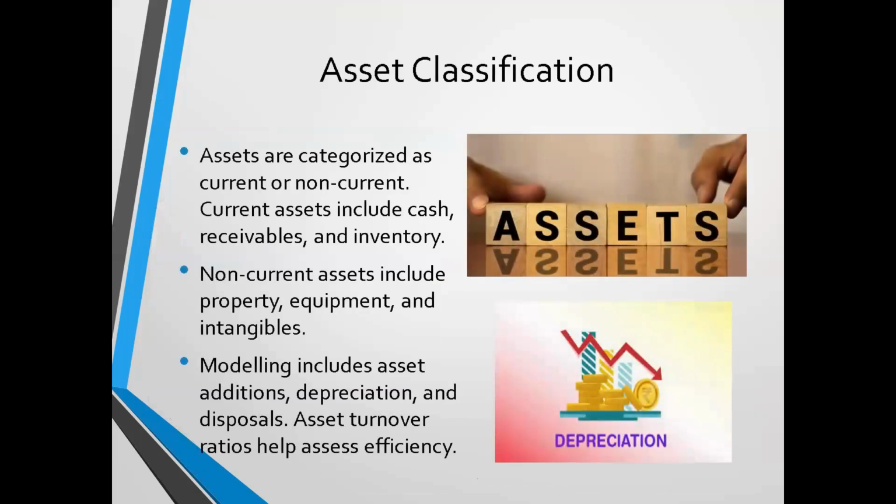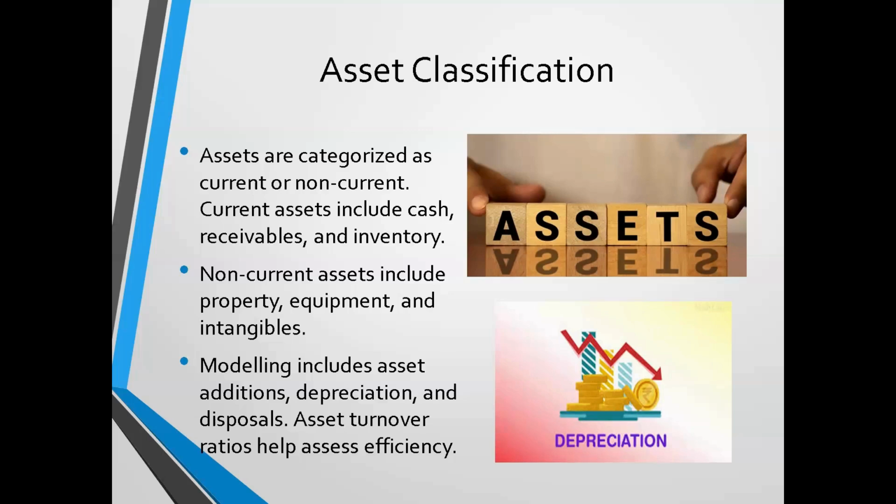The next one is our asset classification. Assets are categorized as current or non-current. Current assets include cash, receivables, and inventory. Non-current assets include property, equipment, and intangibles. Modeling includes assets, additions, depreciation, and disposals. Asset turnover ratios help assess efficiency.